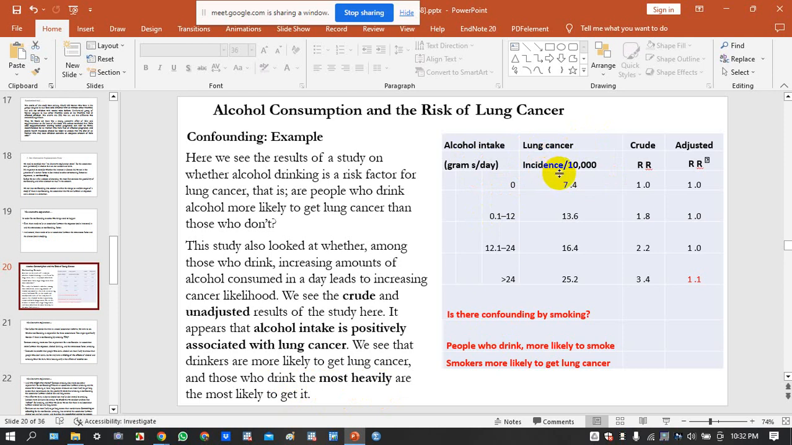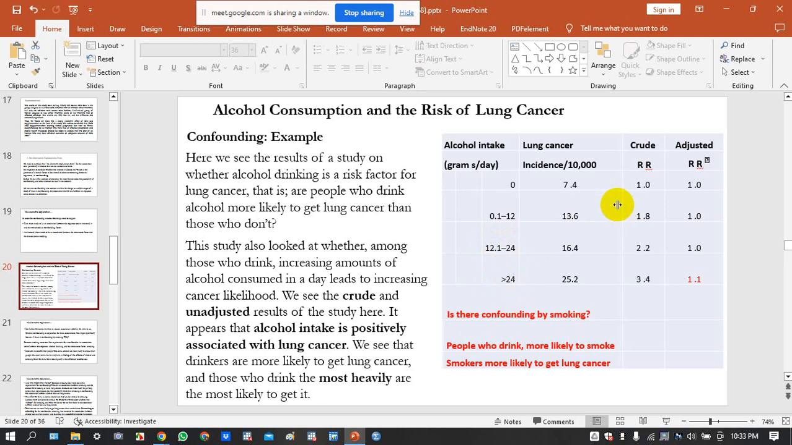New cases of the disease. So we have 7.4, 13.6, 16.4, 25.2. This is the initial concentration of alcohol. This 0 means that the person has not taken alcohol. Then 0.1 to 12 means people who take alcohol 0.1 to 12 grams in a day. Then those who take alcohol 12.1 to 24 grams in a day. And those who take greater than 24, these are the heavy drinkers.